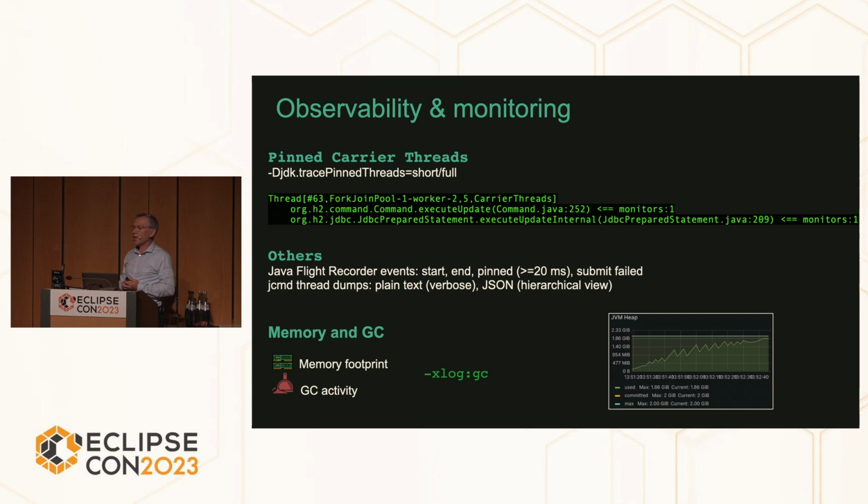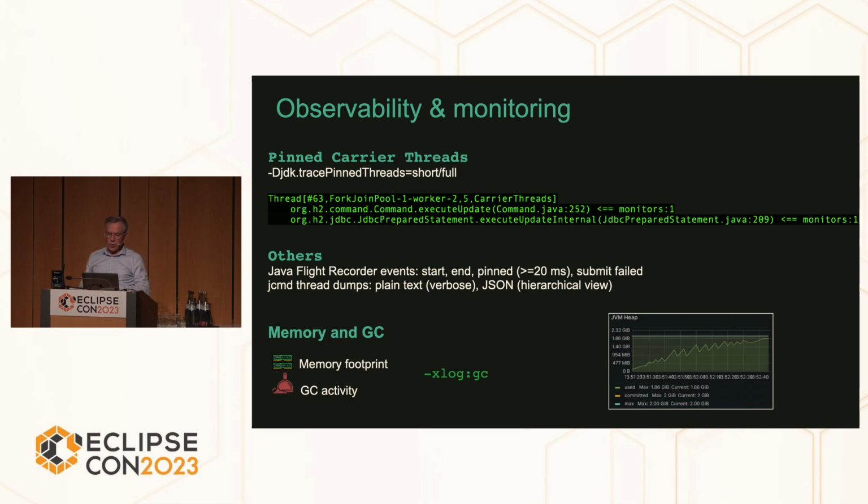What do we do in terms of observability and monitoring regarding virtual threads? First, we can track pinned threads. There is an option when you launch the JVM, trace pinned threads, and you can have a short or a full description. This is the example of the H2 JDBC driver, and we can see that we have a pinned thread here. By the way, there are plenty of pinned threads in JDBC drivers, generally speaking.